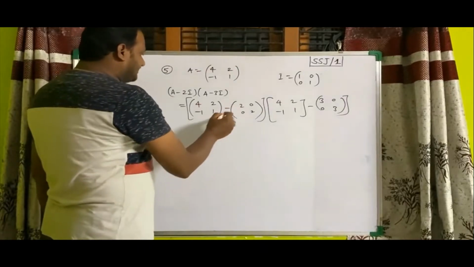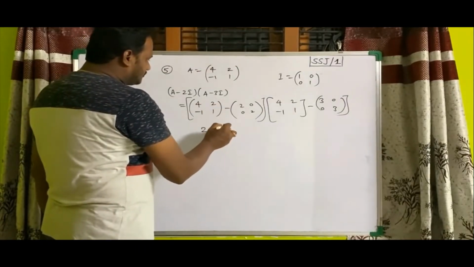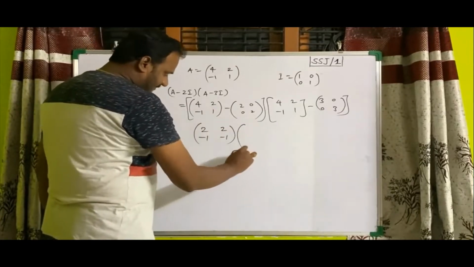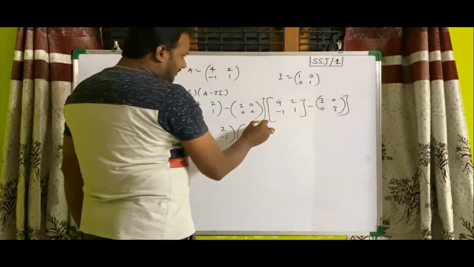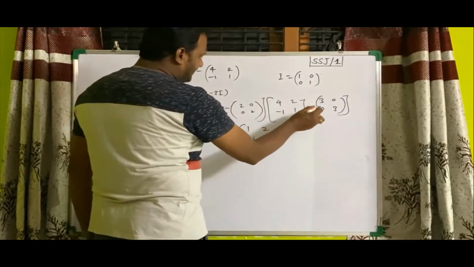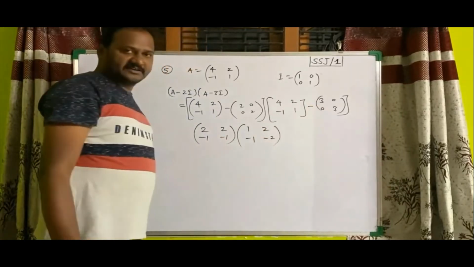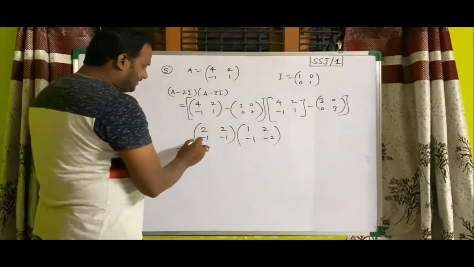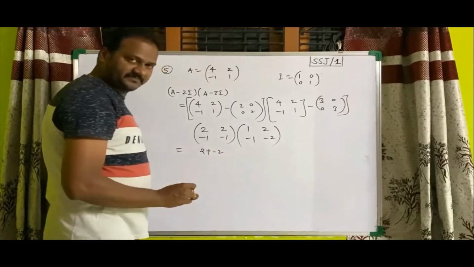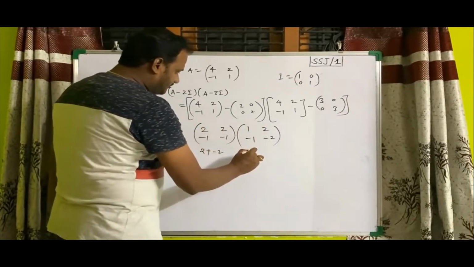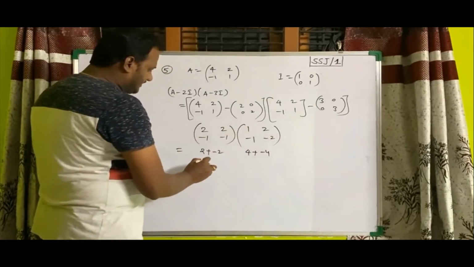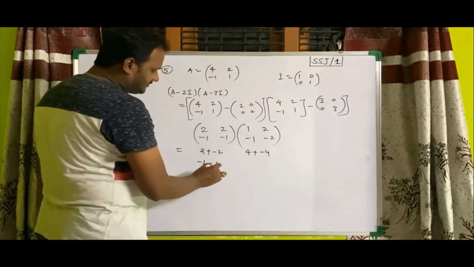Let us simplify this. So 4 minus 2 is equal to 2. 2 minus 0 is 2. Minus 1 minus 0 is minus 1. 1 minus 2 is equal to minus 1. Multiplied by 4 minus 3 is equal to 1. 2 minus 0 is equal to 2. Minus 1 minus 0 is equal to minus 1. 1 minus 3 is equal to minus 2. Correct? So let's multiply both the matrices now. 2 into 1 is equal to 2, plus 2 into minus 1 is equal to minus 2. And then 2 into 2 is equal to 4, plus 2 into minus 2 is equal to minus 4. Similarly, minus 1 into 1 is equal to minus 1, plus minus 1 into minus 1 is equal to plus 1.